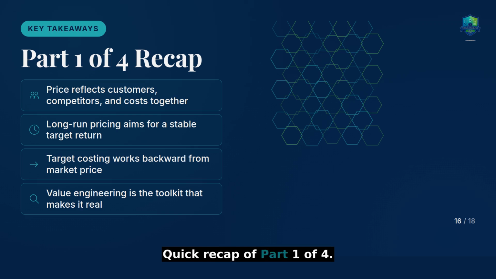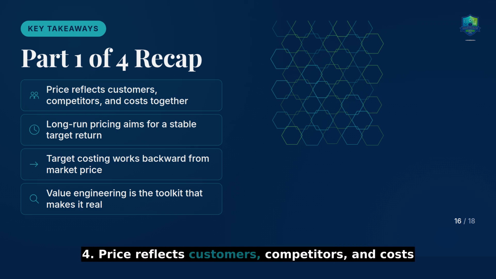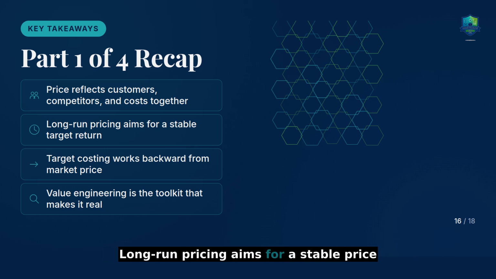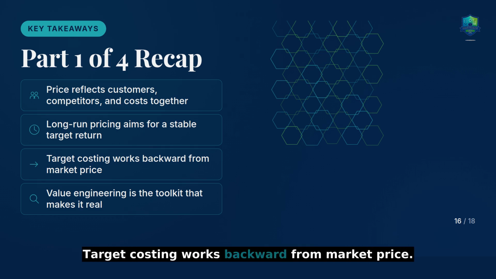Quick recap of part 1 of 4. Price reflects customers, competitors, and costs working together. Long-run pricing aims for a stable price that earns a target return. Target costing works backward from market price. Value engineering is the toolkit that makes target costing real.